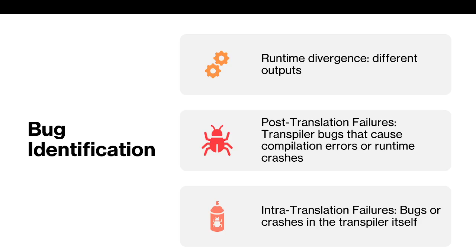Post-translation failures is another one. This is when more obvious errors cropped up that can cause compilation errors or runtime crashes. Both of these would be much more obvious translation issues that would be caught at either compile time or fairly easy to catch through debugging at runtime.